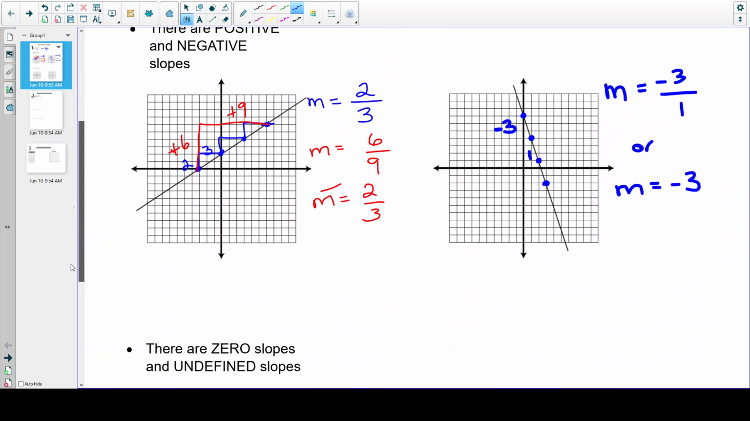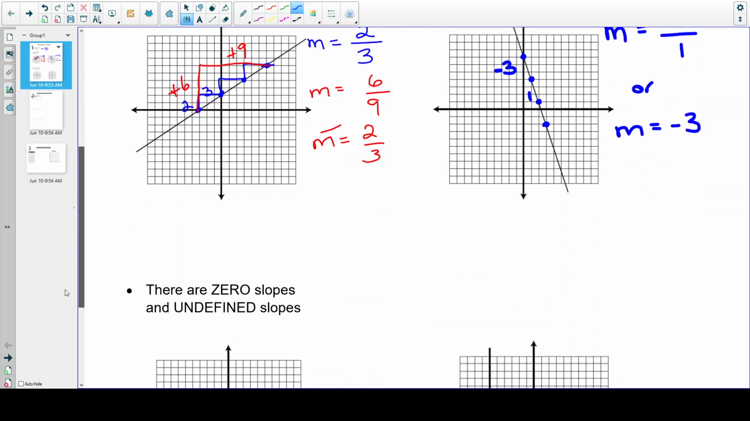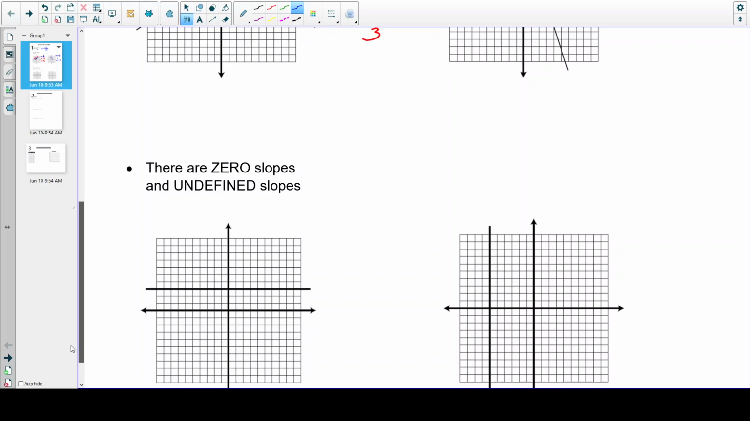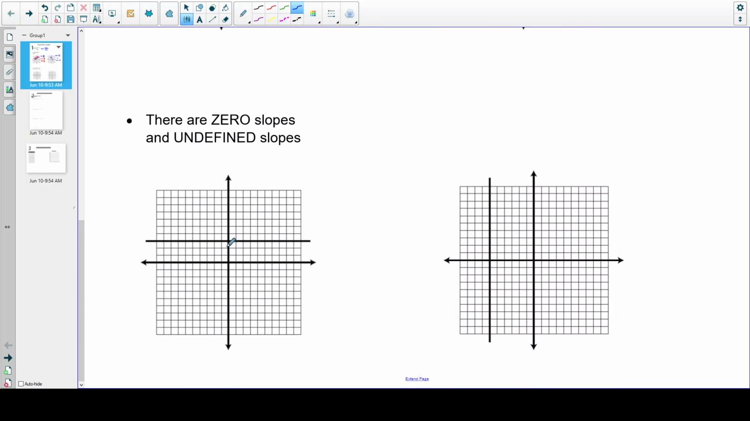The next one we look at here is zero slopes and undefined slopes. So a zero slope has no rise. So here my slope has a rise of 0. I'm not going up or down to get to my next point on my graph. And it has a run of any number. Well, 0 divided by anything is just 0. So we say that this is a 0 slope.